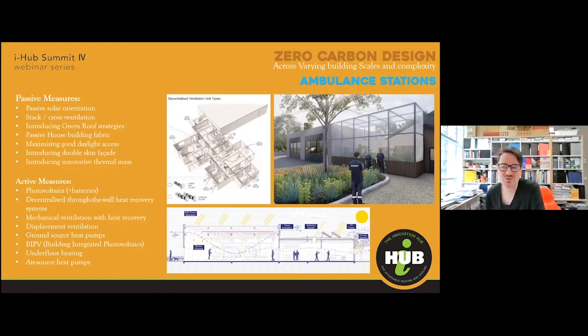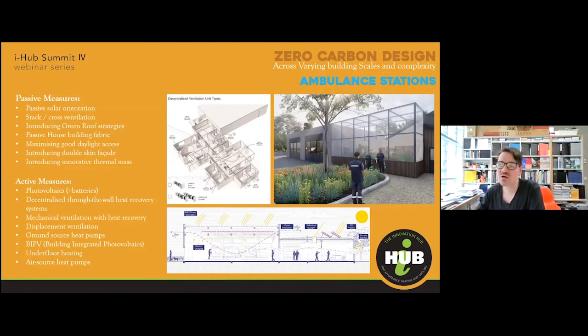Some of the active measures, and we will see this a lot, was the use of photovoltaics, which was only providing a certain level of benefits given the smaller size of those facilities. We had decentralized through-the-wall heat recovery systems, mechanical ventilation with heat recovery, displacement ventilation, ground source heat pumps, building integrated photovoltaics, underfloor heating, and air source heat pumps. So these were some of the examples that we saw with the ambulance station. I think we were able to achieve up to about 50% energy need reduction for the ambulance station if we compare to business as usual.